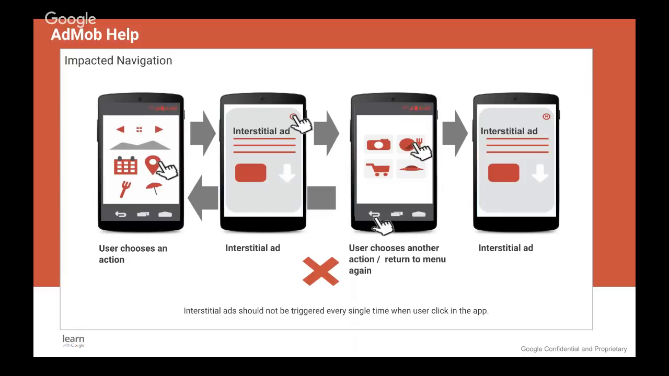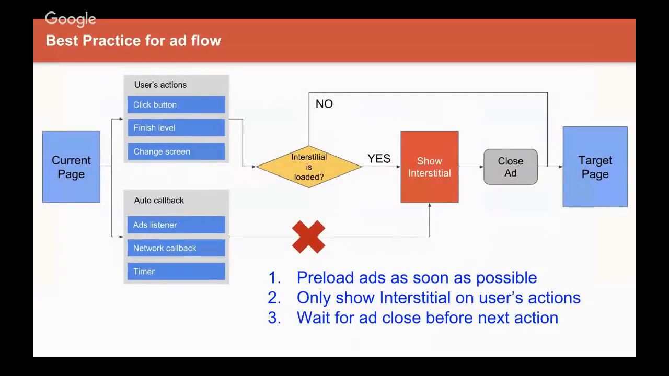So what's one example of this? A user chooses an action, and an interstitial ad shows up. The user closes that interstitial ad, and then chooses another action. Again, an interstitial ad shows up. What you need to understand is that interstitial ads should not be triggered every single time a user clicks within the app. A recommendation that we have is to show one after 3 to 5 pages of content or after 3 to 5 user-generated actions, to make sure that their flow within the app is not impacted.